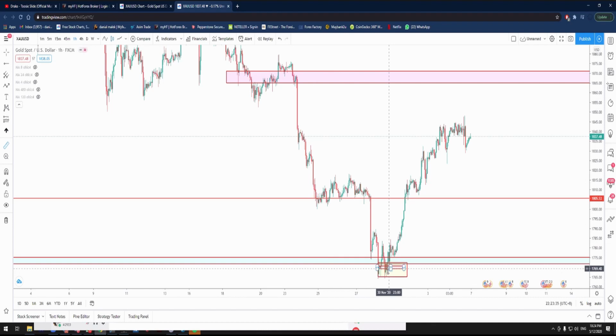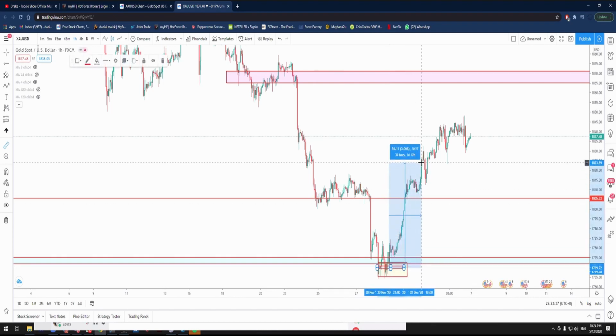Entry point daripada sini, you hold position sampai sini, dan dalam 500 pip. Okay, dalam 500 pip. Simple execution process, 554 pip. Nah, you masuk 1 sen dah 55 USD, 10 sen 550 USD, 20 sen dah 1000 USD. Nah, benda yang sangat-sangat simple.